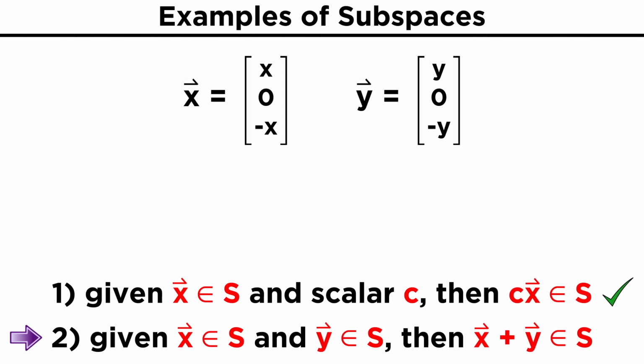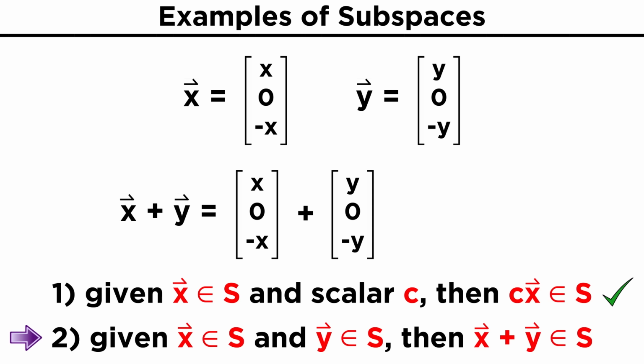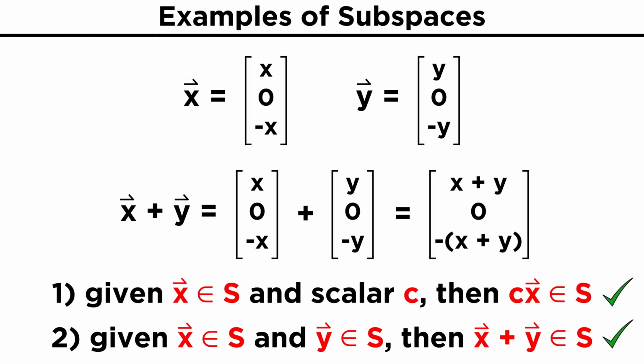Next, let's take two vectors, x and y, both from the set S, and add them together. Provided that we factor the negative sign out of this sum, we will see that the third entry is simply the negative version of the first, and once again, we find a result in the same form as we started. This means that the sum is also contained in our set S.